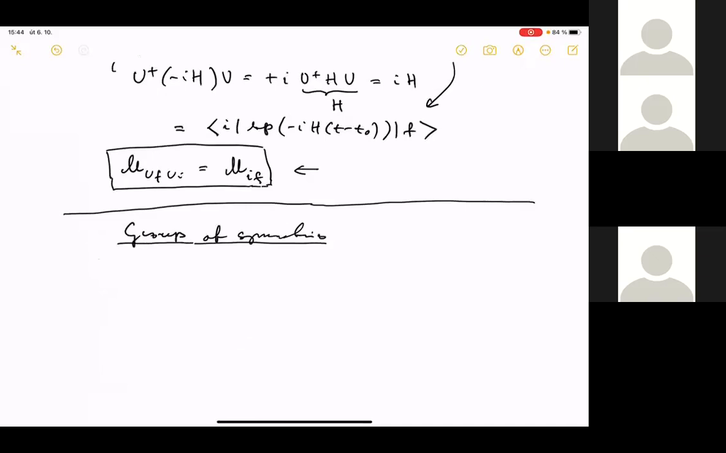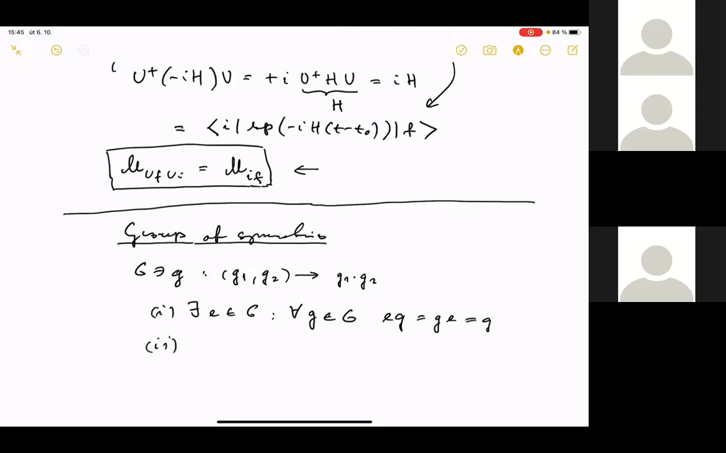Let us remind you of the definition of a group. You know that a group is a set of elements, and there is a binary operation on such elements, which to two elements G1 and G2 assigns their product, G1 times G2. And this product has the following properties. The first one is the existence of the unit element. That means there exists some E in G, for which, for every other G in this group, we have E times G equals G times E equals G.